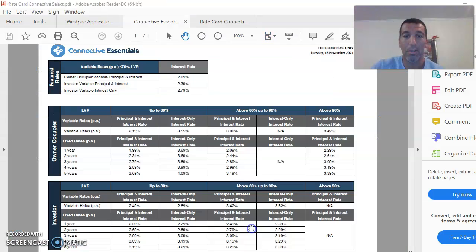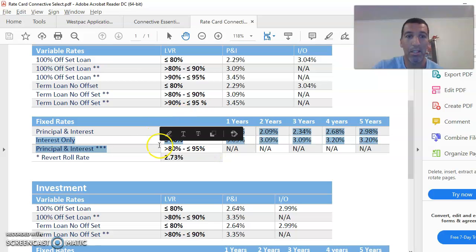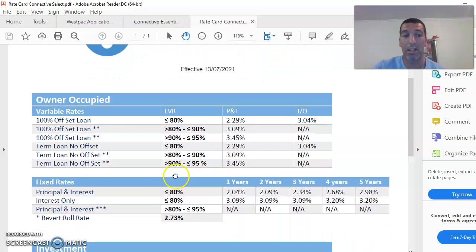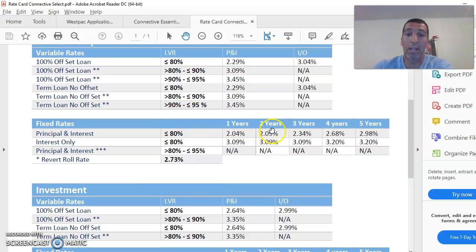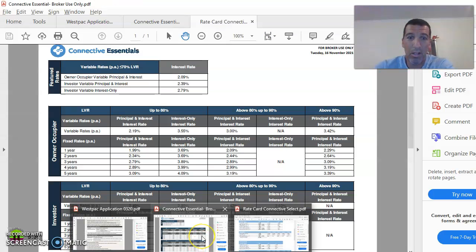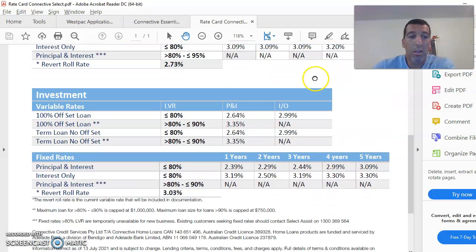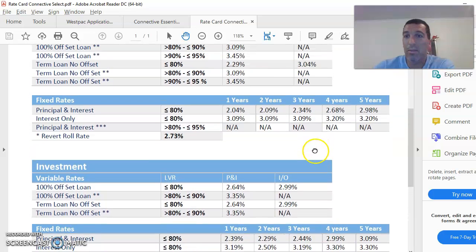There's a second one I found. Connective Select. So they've got another product. And again, looking at their fixed rates, this one's 2.34. Okay, yep, that's even better. 2.34 for 3 years. Cool. All right, no problems. It's investment, so we don't need to worry about that.